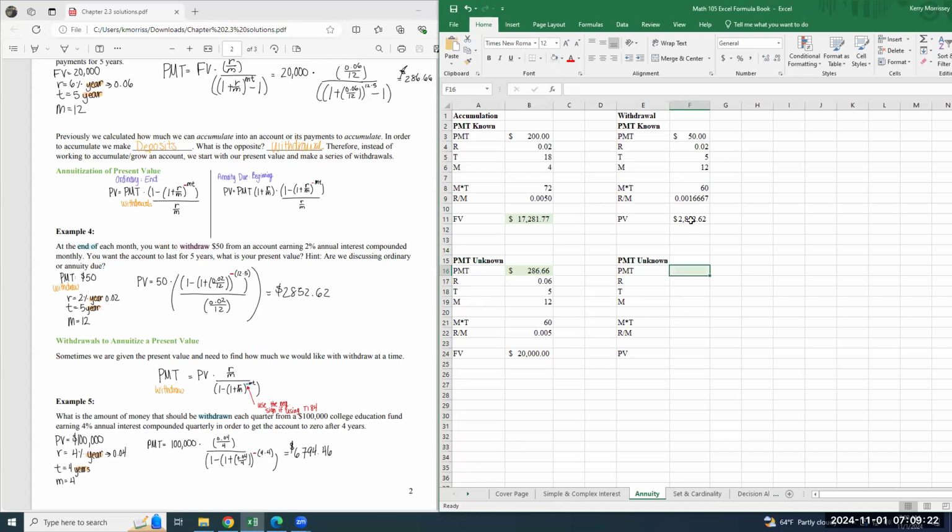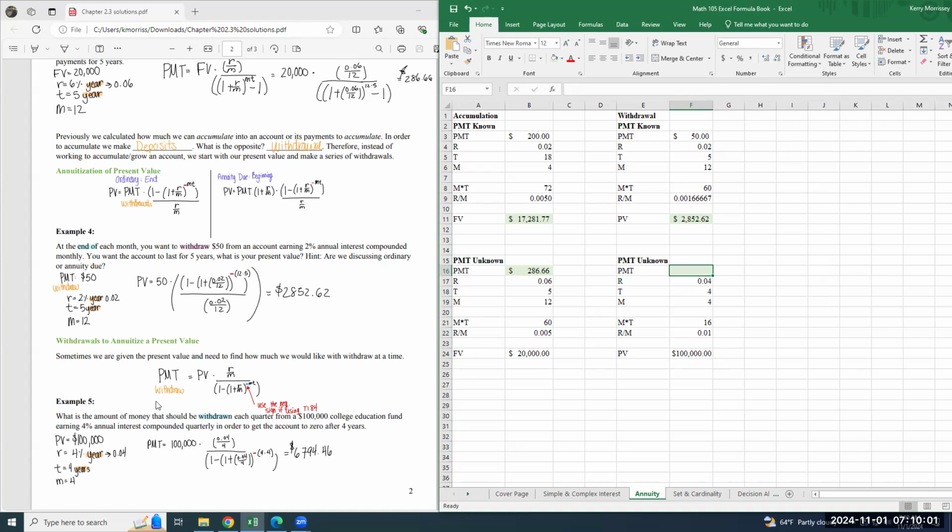Perfect. So we don't have your payment. So this is something that we don't know. We do have your rate. So it says 4% annual. We have over 4 years, compounded quarterly. We do have M times T, R divided by M. Your present value, we have 100,000. Let's put that into the calculator. All right, 100,000, perfect. So now we're going to be using this equation here.